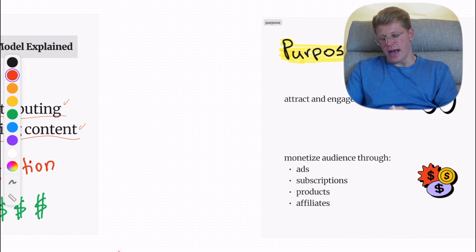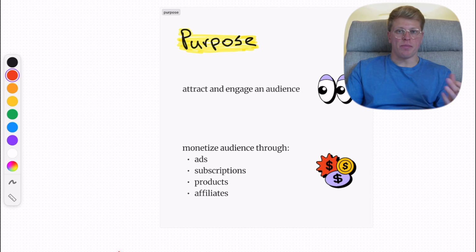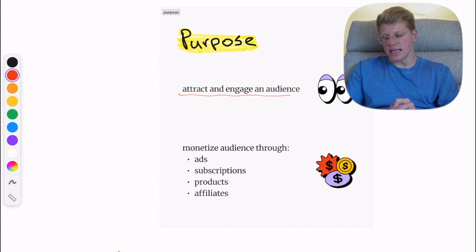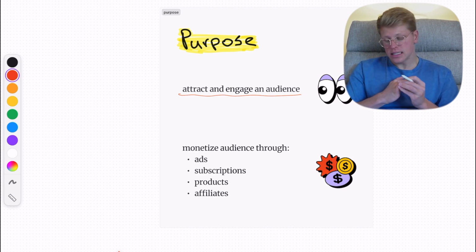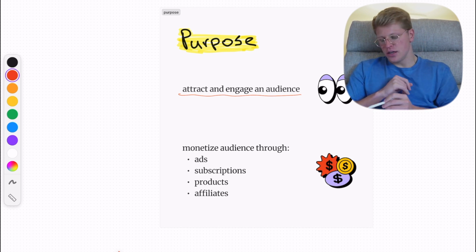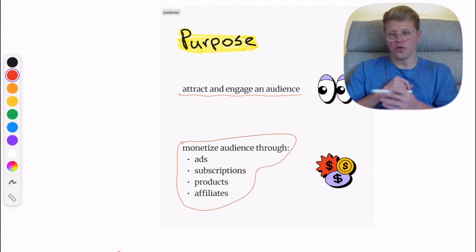Clear. Next, what is the purpose of a content business model? Well, it's to first and foremost attract and engage an audience. Okay, that's what everything boils down to. Okay, we want to attract an audience with our content, and once we have an audience, we can then monetize that audience through different means. It can be ads, it can be subscriptions, it can be products, and it can be affiliates, okay?